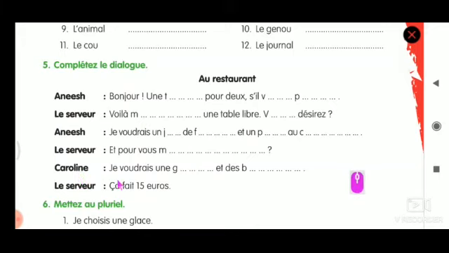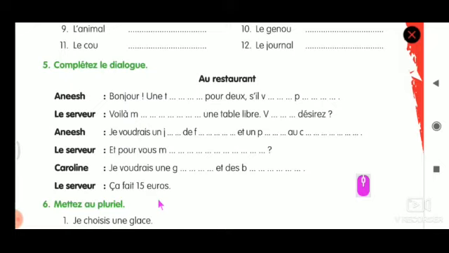Caroline, je voudrais une... What is that keyword which starts with a G? Une glace. Glace means ice cream. Okay, je voudrais une glace et... Another keyword which starts with B. Any idea? Des bonbons. And after giving this, the server is telling the amount. Ça fait 15 euros.